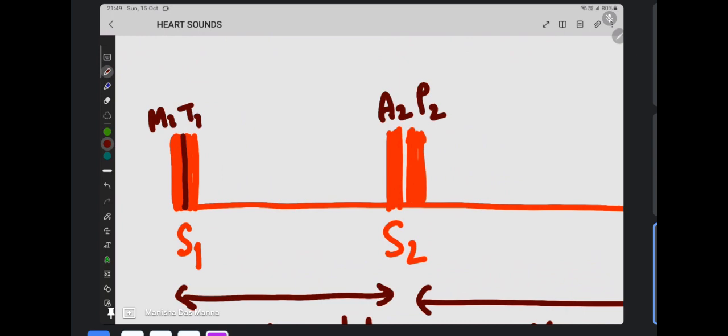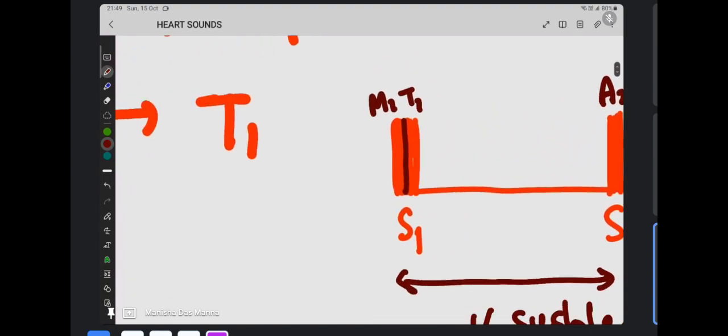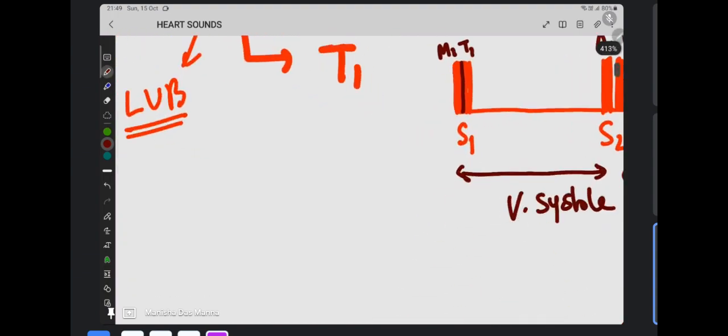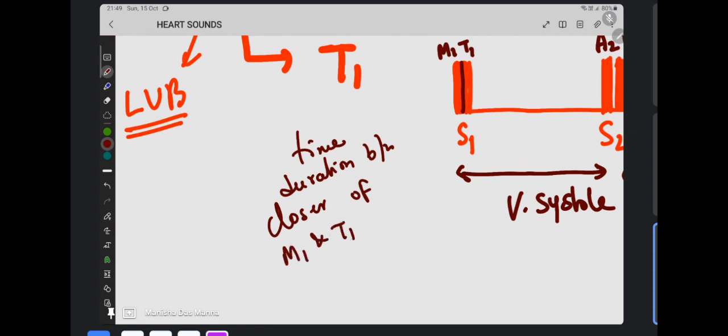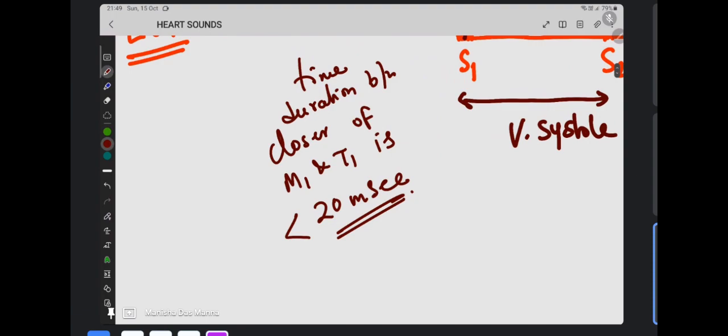Okay, is it clear? The time duration between closure of M1 and T1 is less than 20 milliseconds. This is very little. First M1 closes, the mitral valve closes, and after 20 milliseconds, the tricuspid valve closes. So this time gap is very narrow, very little.